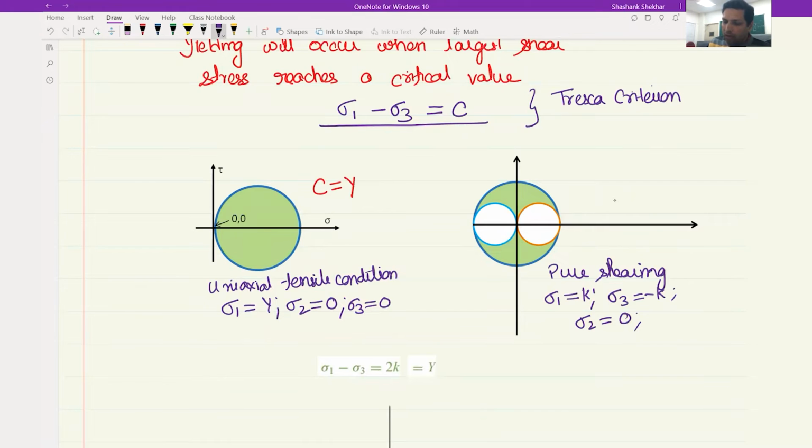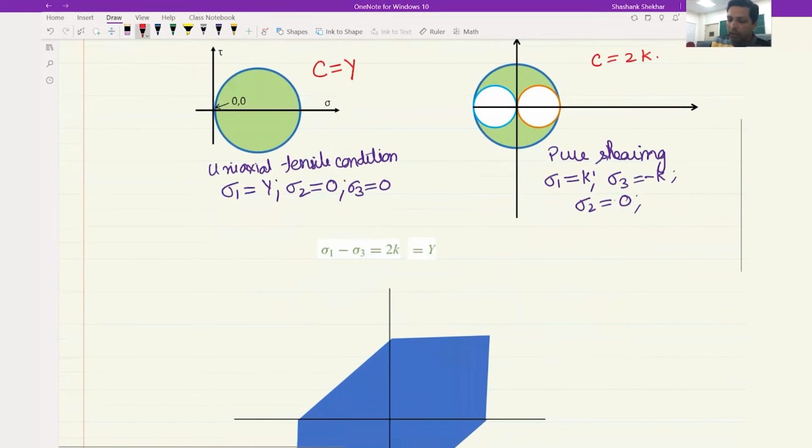Therefore, what we have now is that k minus (-k) is equal to c, or c is equal to 2k. Therefore, now we can write down the equation like this. This is what the Tresca criterion translates to. Sigma 1 minus sigma 3 is equal to 2k is equal to y.